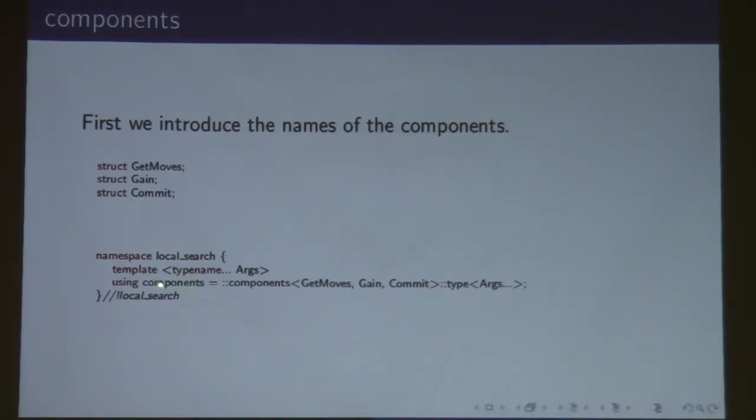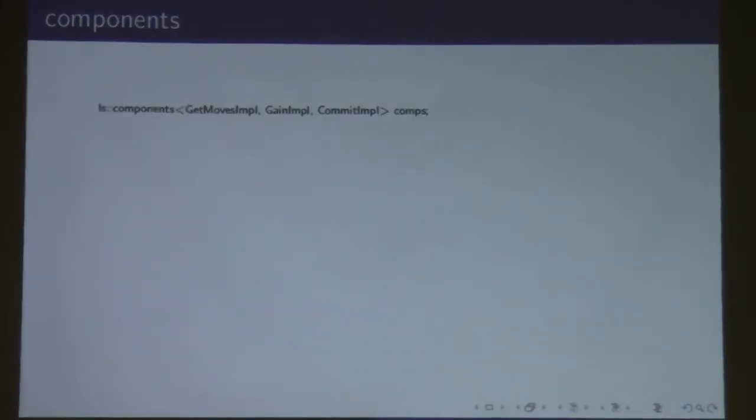So now we've got components in the local search namespace, which does essentially the same as the previous implementation of components in local search, and we are using our generic solution components here. I don't want to explain this line. It's just some variadic templates and some template aliasing. And how can we use it? We can now construct our components, providing implementation of these functors.